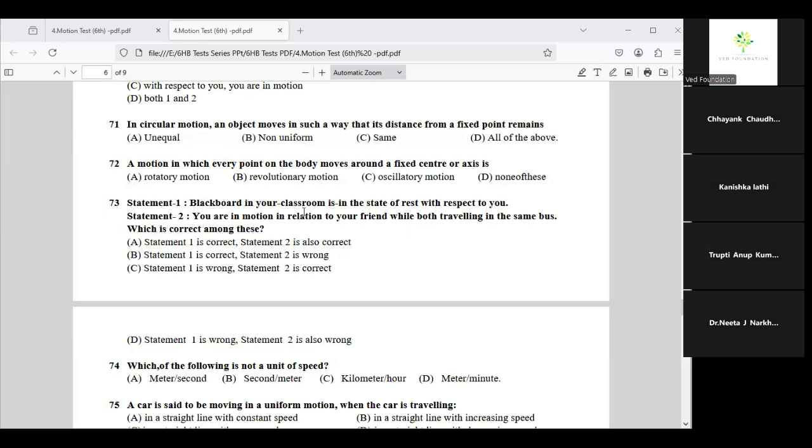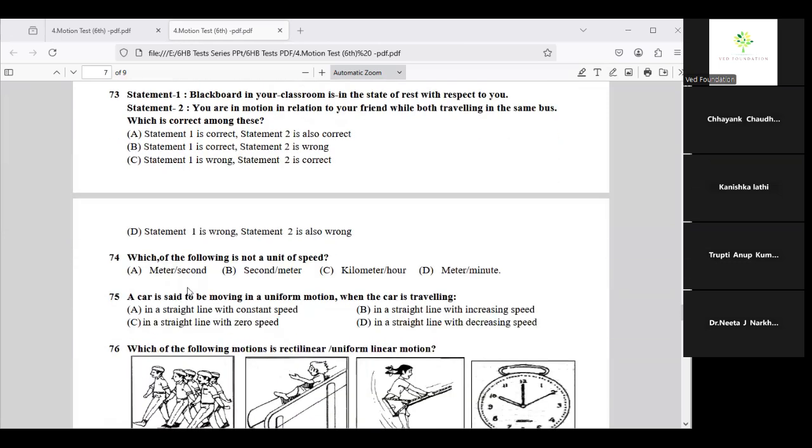Statement 2. You are in motion in relation to your friends while both traveling in the same bus. So statement 1 is correct, but statement 2 is incorrect. Let us find the correct option. Statement 1 is correct and statement 2 is also correct? No. Statement 1 is correct and statement 2 is wrong. Yes. So the correct answer of 73 is option B.